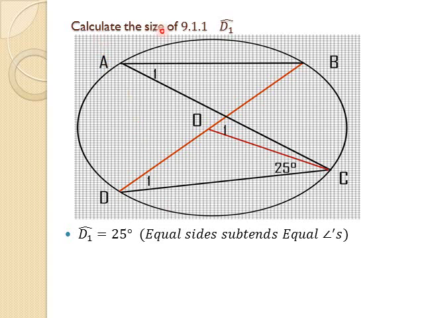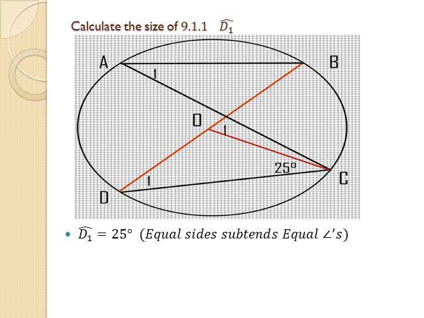For the first one, calculate the size of 9.1.1, angle D1. For D1, we should understand that OD and OC are called radii. They all start from the center, OB also. So OD and OC are equal in length. We should then understand that equal sides subtend equal angles. This angle 25 is opposite the side OD, and therefore opposite OC is D1. So D1 equals 25 degrees. We say equal sides subtend equal angles. Hope that makes sense to you.